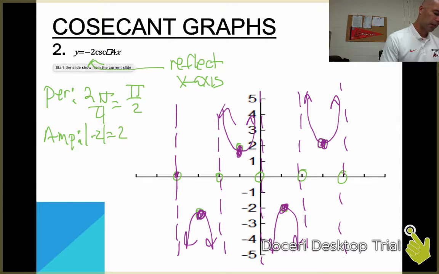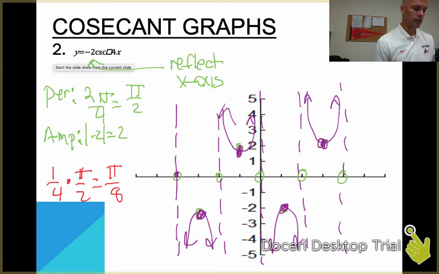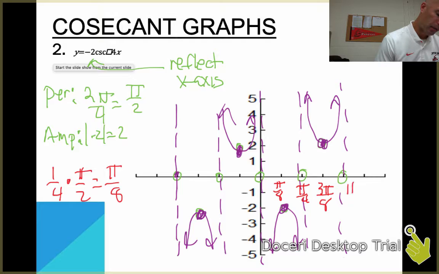All right, let's get our tick marks. So remember, I got to take 1/4 of pi halves, which is going to be pi over 8. So every single one of my tick marks is going to be a pi over 8. So this is pi over 8. This would be 2 pi over 8, which is pi over 4, 3 pi over 8, and then 4 pi over 8, which is pi halves, which is my period. Going to the left, we'd have negative pi over 8, negative pi over 4, negative 3 pi over 8, and then negative pi halves.